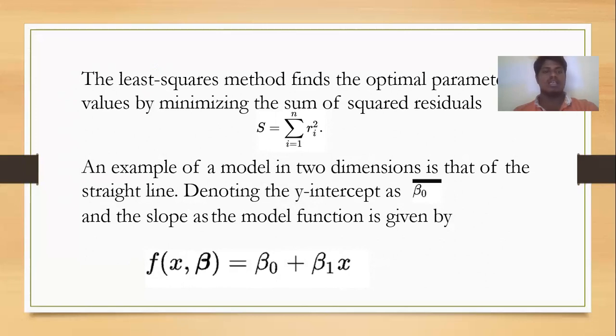An example of a model in 2 dimensions is that of the straight line. Denoting the y-intercept as beta naught and the slope as beta 1, the model function is given by f of x comma beta equal to beta naught plus beta 1 x. This is one type of formula for the least squares. By minimizing the sum of squares, we can see through the diagram.